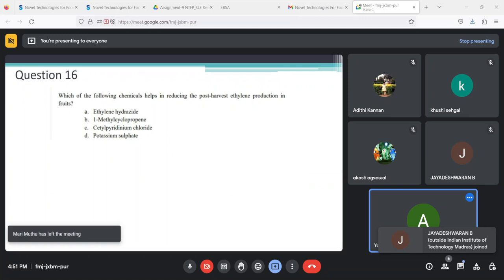Okay, moving to question 16. Which of the following chemicals helps in reducing the post-harvest ethylene production in fruits? So you have A. ethylene hydrazide, B. 1-methyl cyclopropene, C. cetyl pyridinium chloride, and D. potassium sulfate. So which of these chemicals helps in reducing the post-harvest ethylene production?